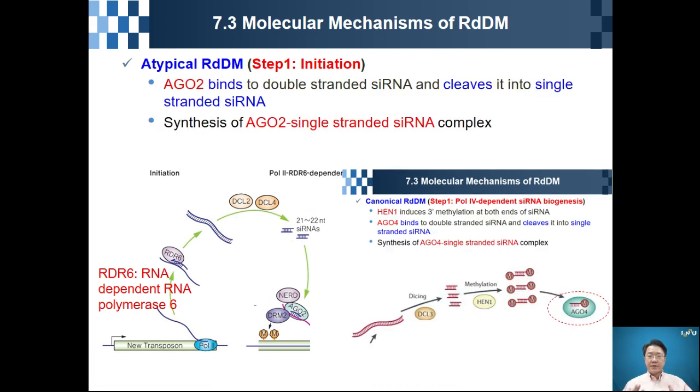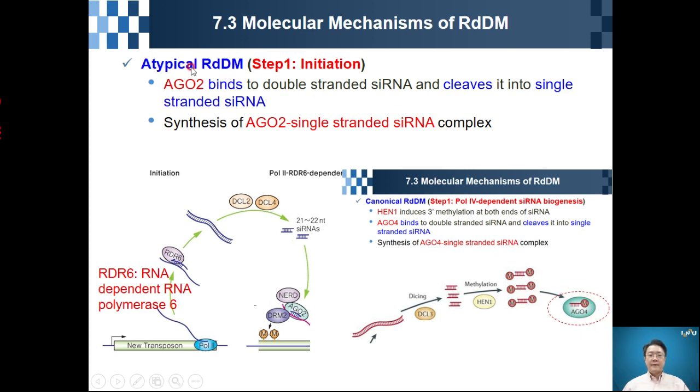Okay, so this step is also the initiation step. In canonical RdDM, HEN1 induces 3' methylation at both ends of the siRNA. After that, AGO4 binds to the double-stranded siRNA and cleaves it into single-stranded siRNA. After that, the AGO4 and single-stranded siRNA complex is synthesized like this.